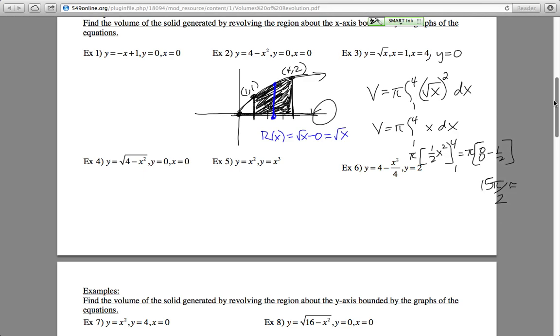What'd you guys get? 15 pi, 23.561. And he nailed it. 15 pi over 2, the same thing? Yep. What is it as a decimal? 23.562. Okay, good. All right, still okay.